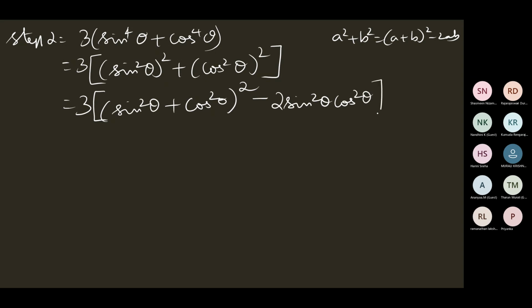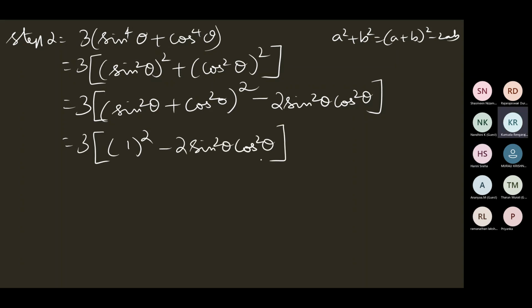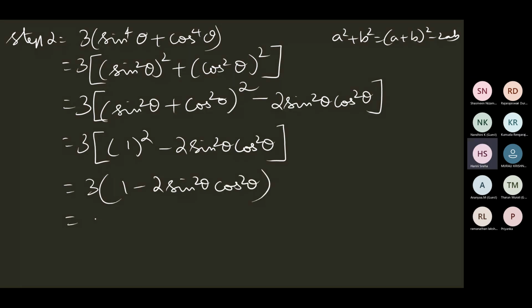Very good. So what happens in the next step? Sine square plus cos square is 1, so 1 whole square minus 2 sine square theta cos square theta. Correct. So this becomes 3 into 1 minus 2 sine square theta cos square theta. Next, 3 minus 6 sine square theta cos square theta. Very good. Write down till here, children, all of you. Now we'll take the LHS completely and complete the proof.